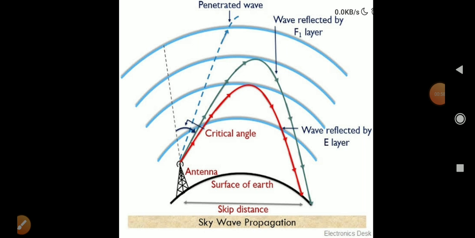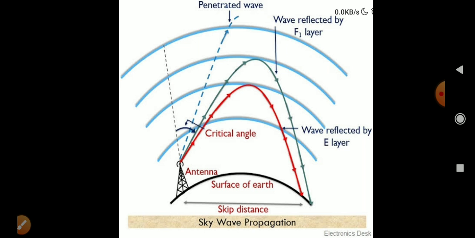If you see here in the image, there is a sky wave propagation mechanism, and this sky wave propagation is limited within the skip distance. So what do we mean by skip distance? It is the minimum distance from the transmitter at which a sky wave of a given frequency is returned to the earth by the ionosphere.